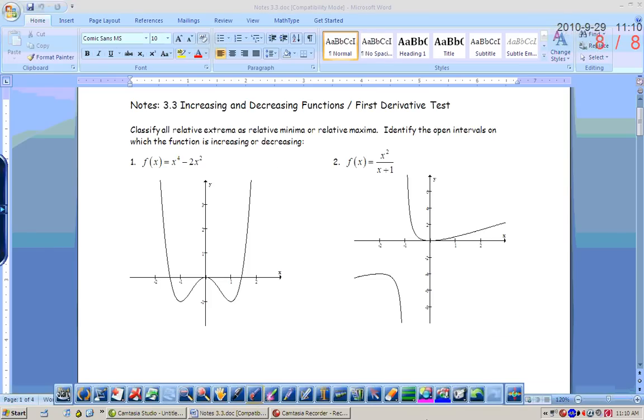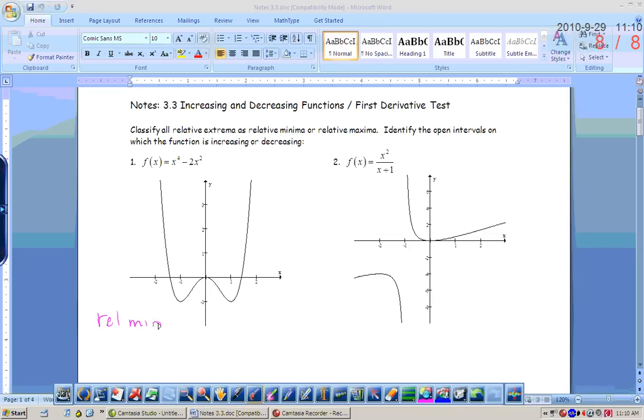All right, so just so we know what we're talking about when I talk about increasing or decreasing or relative minimums or relative maximums, we're going to identify all of my relative mins and maximums and whether the function is increasing or decreasing. So how many relative mins do I have on number 1? Good.